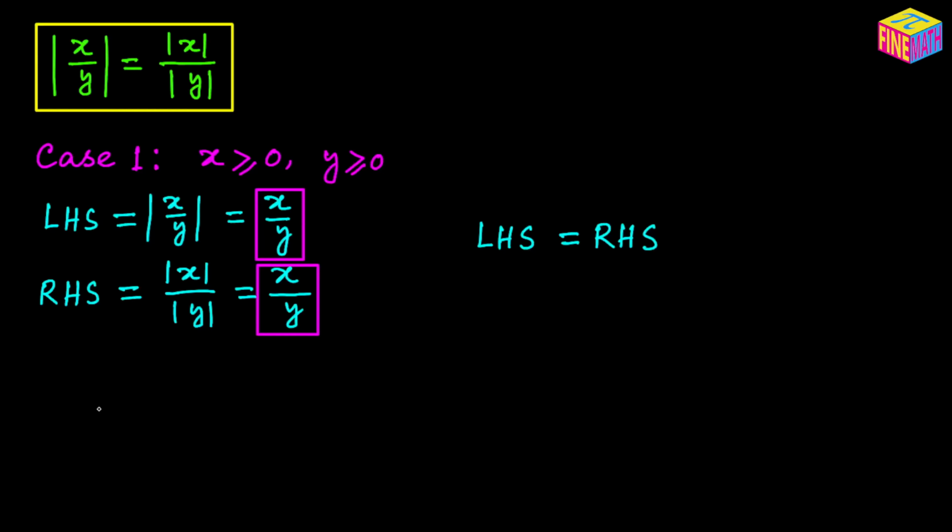Now let's take the second case. So in the second case, we are going to take both of them as negative. So let's say x is negative and y is also negative. And in this case, let's see what happens.